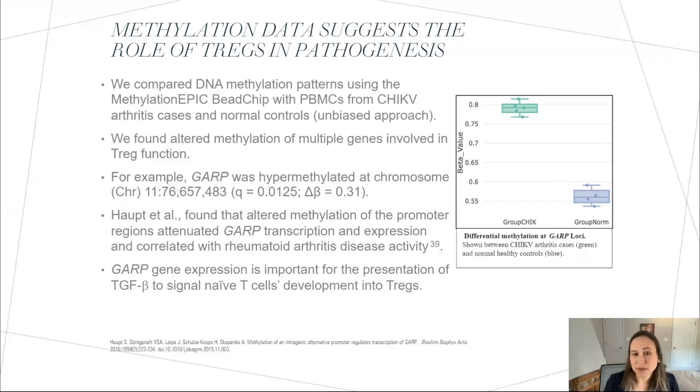For example, we found a change in the GARP gene that was hypermethylated in patients with chikungunya arthritis. And it's interesting because this gene is important in rheumatoid arthritis disease activity. This gene is important in the presentation of TGF-beta to signal naive T cells to develop into Tregs.